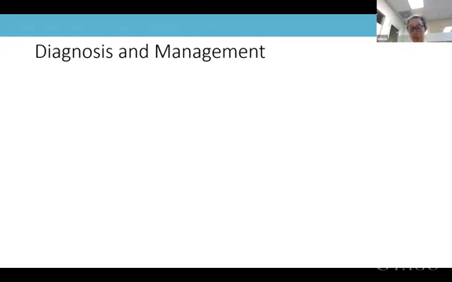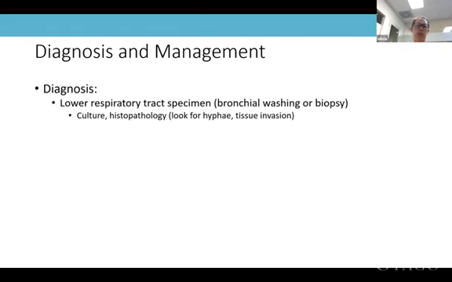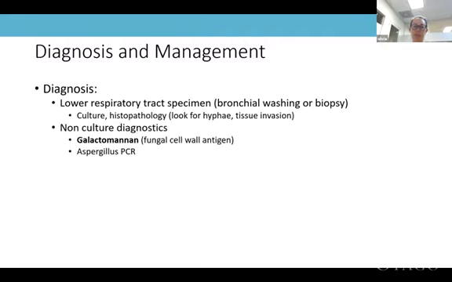How do you diagnose it? How do you treat it? So diagnosis, basically you want a lower respiratory tract specimen. So that's often going to be a bronchial wash specimen. So they'll need to be taken to theatre and have a bronchoscopy and have some of that lower respiratory tract sampled, or a biopsy. So if you can get a CT-guided biopsy of one of those nodules, then that's the best type of sample. And then on that sample, we do culture, but we'll also do histopathology, looking for the hyphae and the tissue invasion.